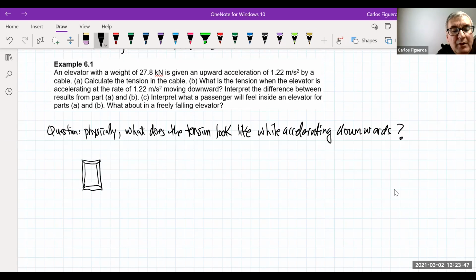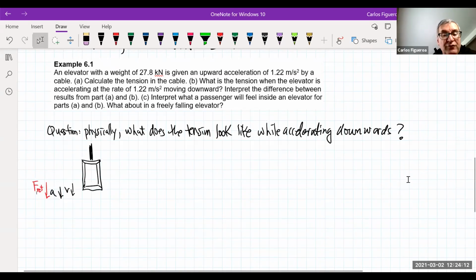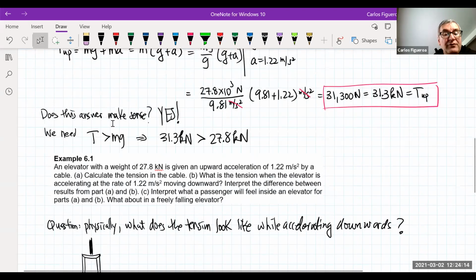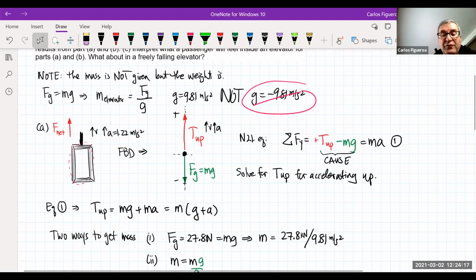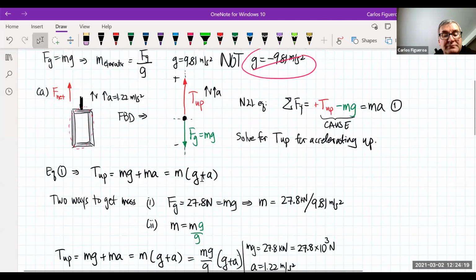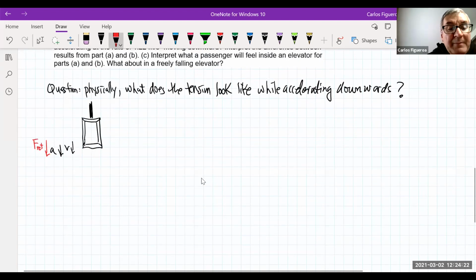And here's my cable here. You now know that you are accelerating downwards. So if you are accelerating downwards, you know that the net force must be downwards. So the only way you could have a net force downwards is to look at the length of the force of gravity. If I look at the length of the force of gravity, it was what? 3 squares. So if it's 3 squares, look at my picture now.